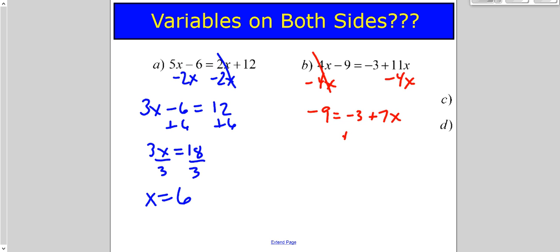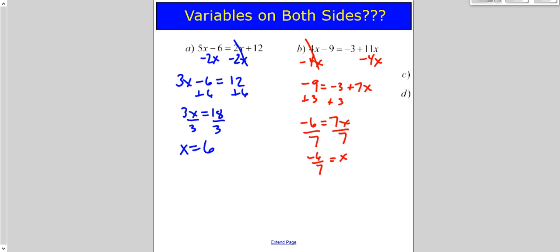And then I'm going to add 3 to get rid of that negative 3. So negative 9 plus 3 is negative 6 equals 7x. Divide by 7, divide by 7, and x equals negative 6/7. Again, we definitely can get fractions as answers, so don't be overly concerned when that happens. And if you want, you could always go back and do a check to make sure that your answer is right.